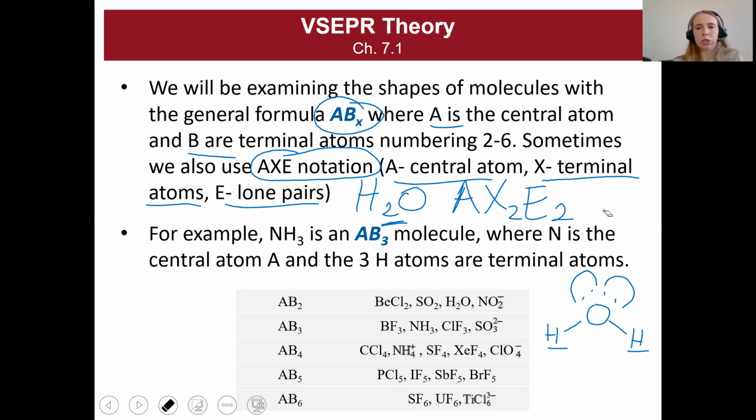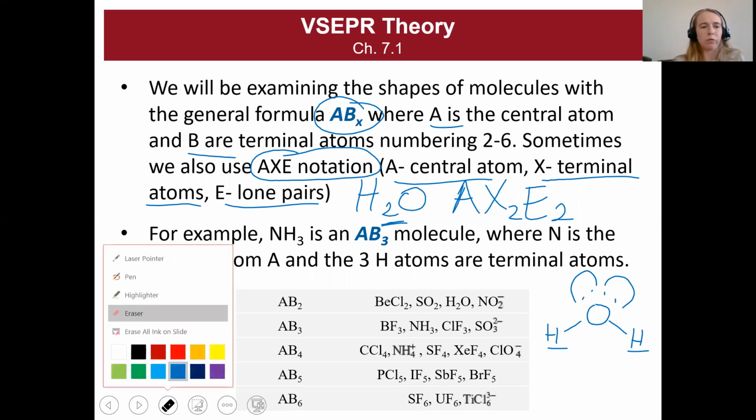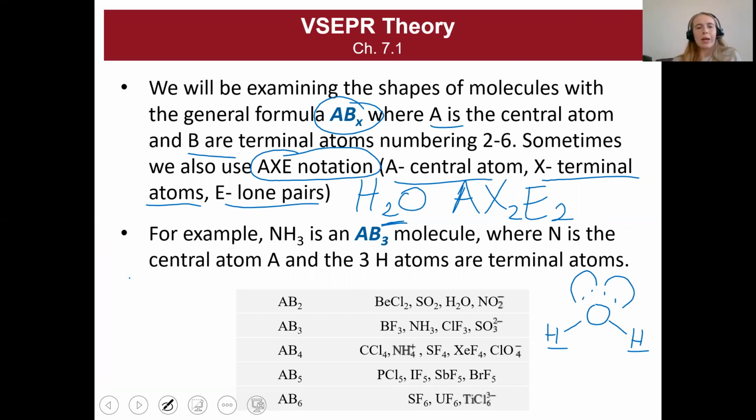I'm just going to erase that box because I drew over what I was writing. Anyway, back to the AB notation. So AB notation for NH3: our ammonia molecule could be written as AB3, where N is the central atom A, and the 3 hydrogen atoms are the terminal atoms B. So there's 3 of them, with the little subscript.